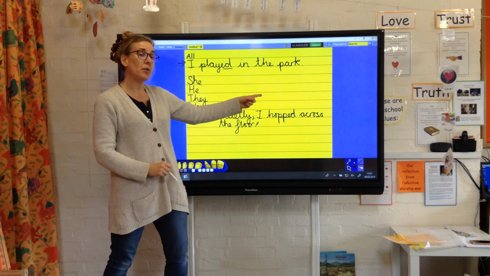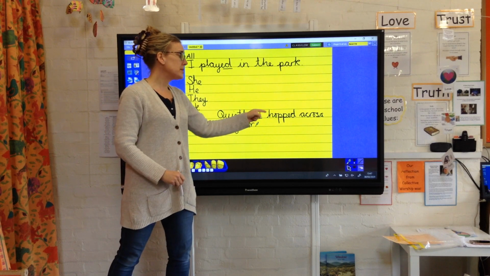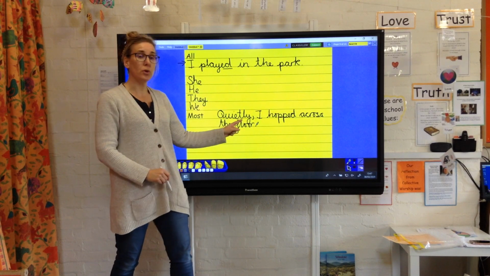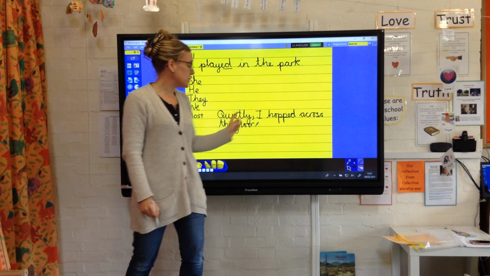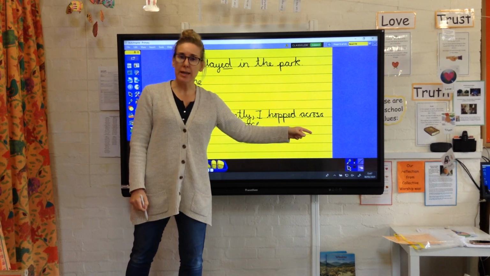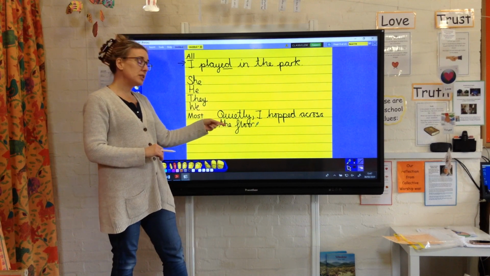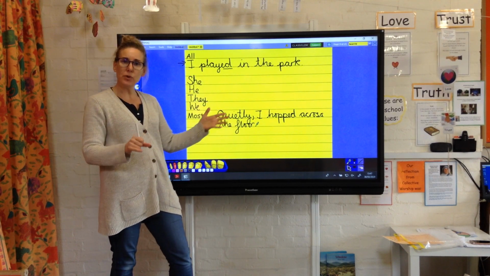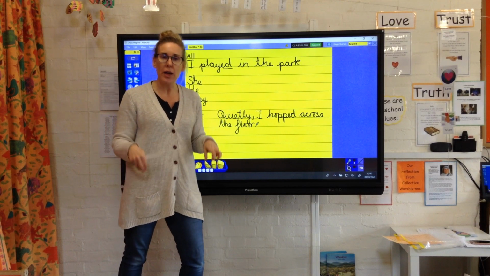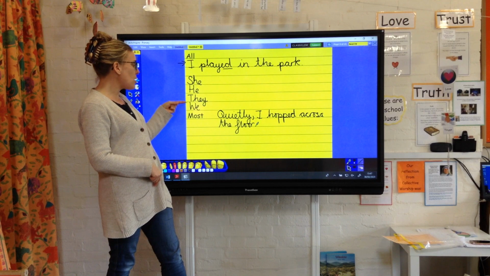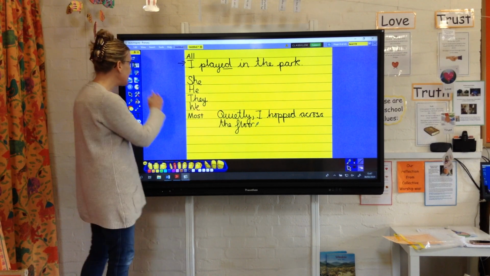Now you can use that adverb in different places. I quietly hopped across the floor. We can even put it after. We can say, I hopped across the floor quietly. Think about how you want to do that, have a go at using some of those adverbs just to make your sentences a bit more interesting, not just I. So think about those pronouns, and then some of you could have a go at using those ly words.